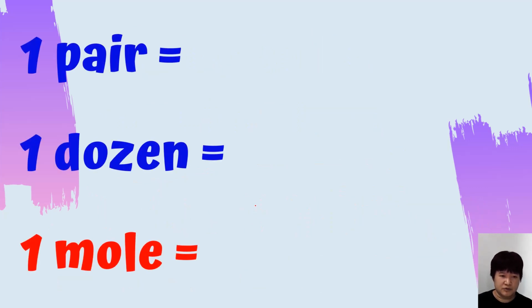1 mole in chemistry works like 1 pair or 1 dozen in your daily life. If 1 pair is equal to 2 pieces, we know that if I have 1 pair of shoes, it means I have 2 shoes. If I have 1 pair of gloves, it means I have 2 gloves. 1 dozen is equal to 12 pieces. When I say I have 1 dozen of eggs, it means I have 12 eggs. If I have 1 dozen of apples, I have 12 apples.